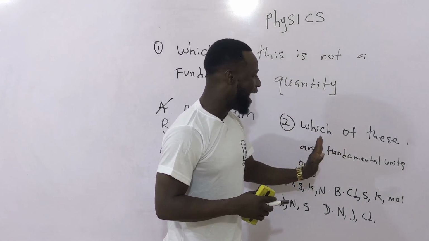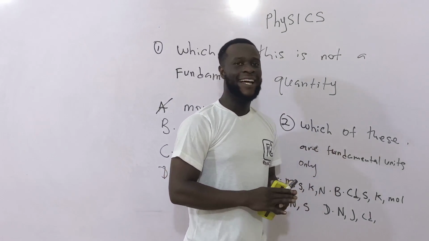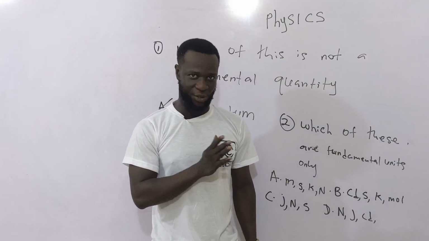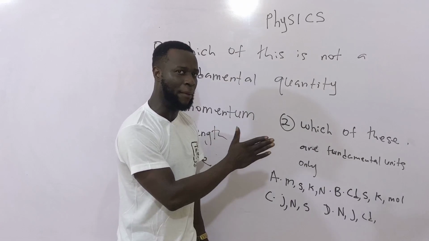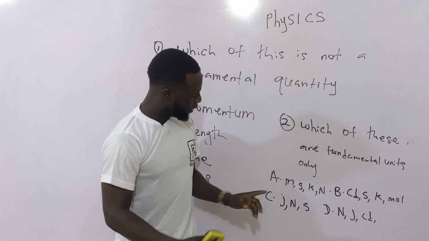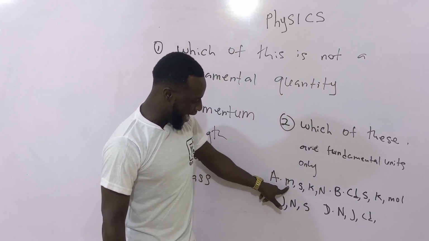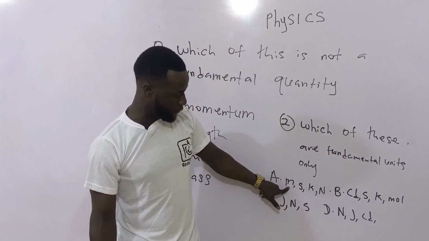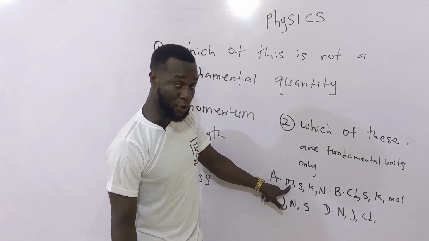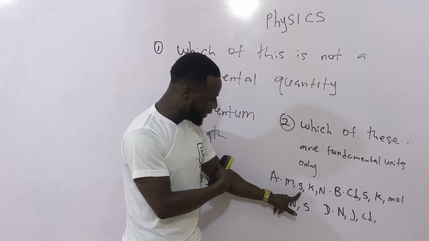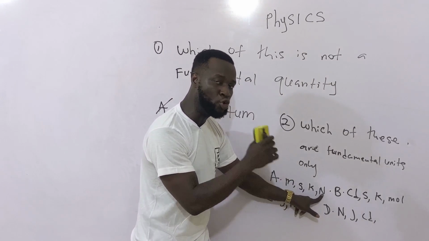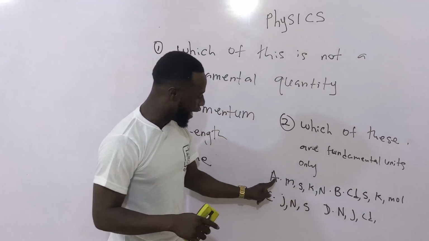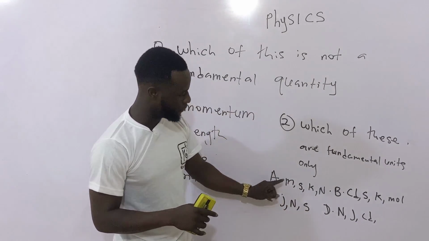Let's look at question number 2. Which of these are fundamental units only? Now this question is actually very interesting because they are testing your knowledge of whether you know the fundamental units. Here, m stands for meters, a fundamental unit for length. This is seconds, this is Kelvin, but this is N, Newton for force. Newton is not a fundamental unit, so I cannot take this as my answer.